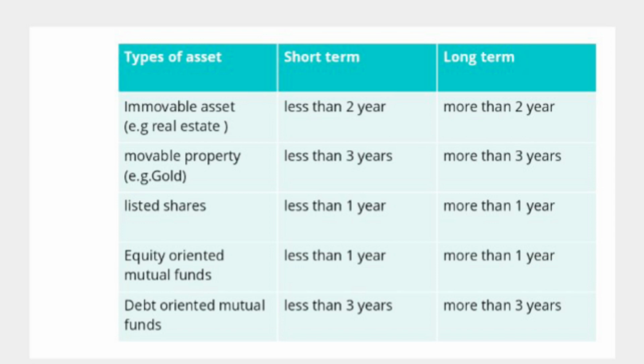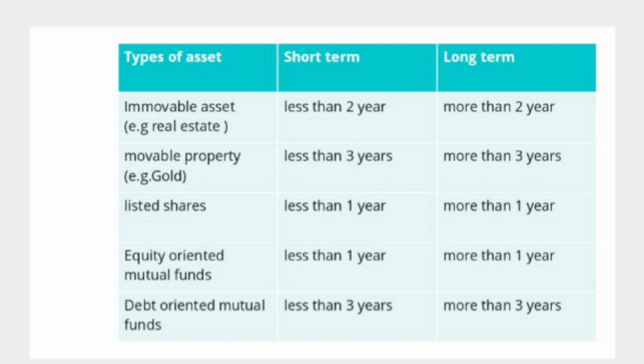For movable property like gold, if you bought gold and sold it before 3 years, it is said to be a short term capital asset. If you hold it for more than 3 years, it is said to be long term. For listed shares, if you hold them less than 1 year, it is short term, and if you hold them more than 1 year, it is long term.